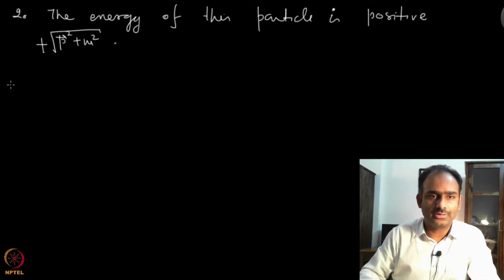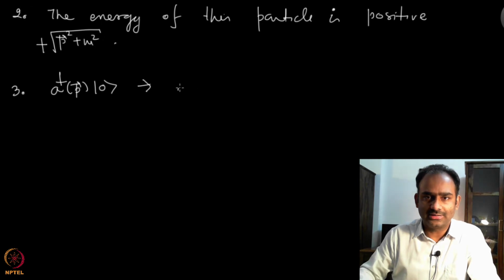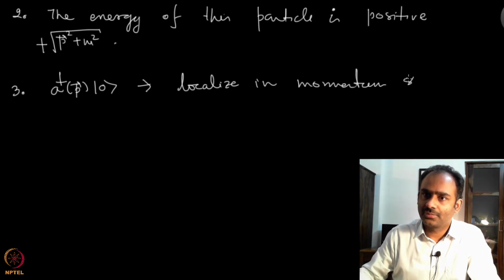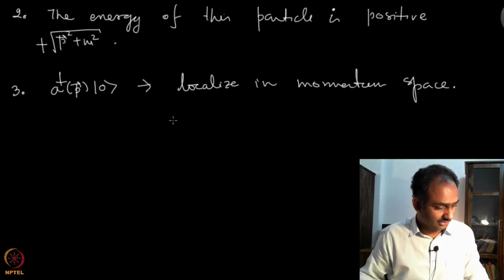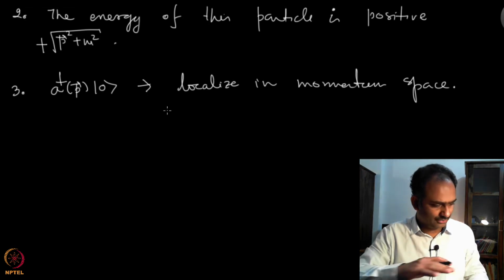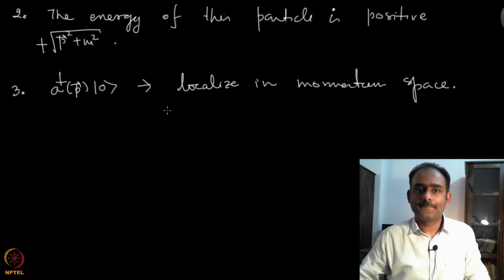Let me just write one more remark, although I have said this already. a dagger p ket 0 is a particle localized in momentum space. Okay. And of course, to construct a localized state in the position space, you will have to spread out the momentum.